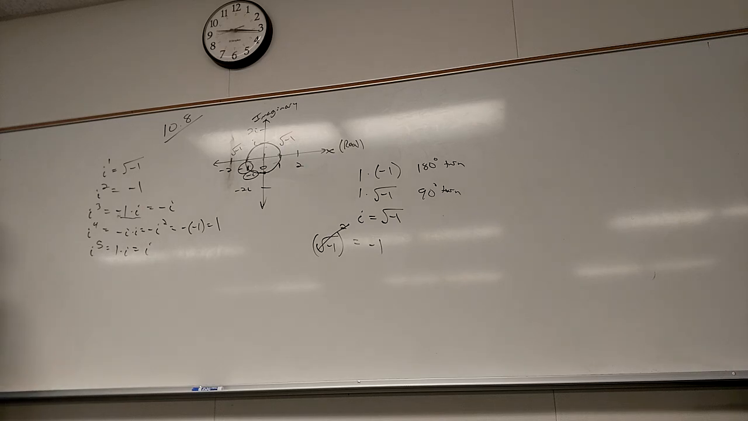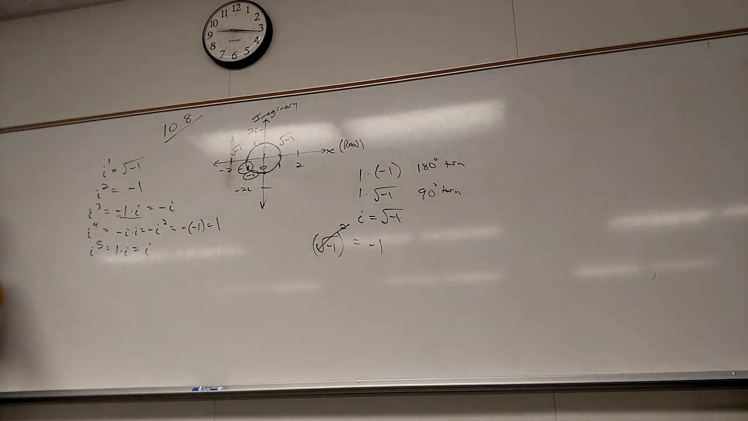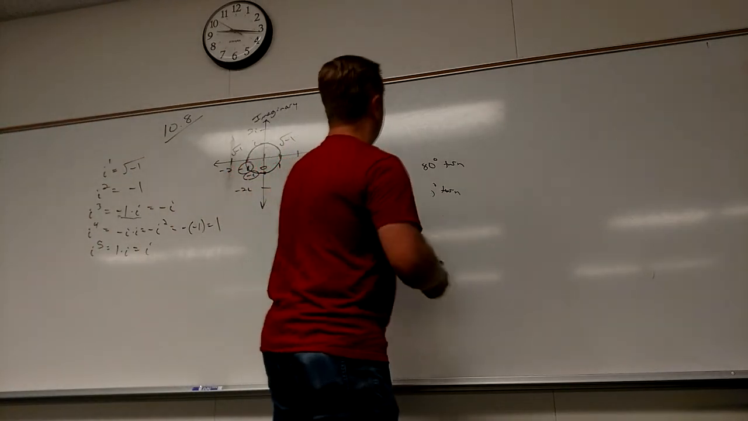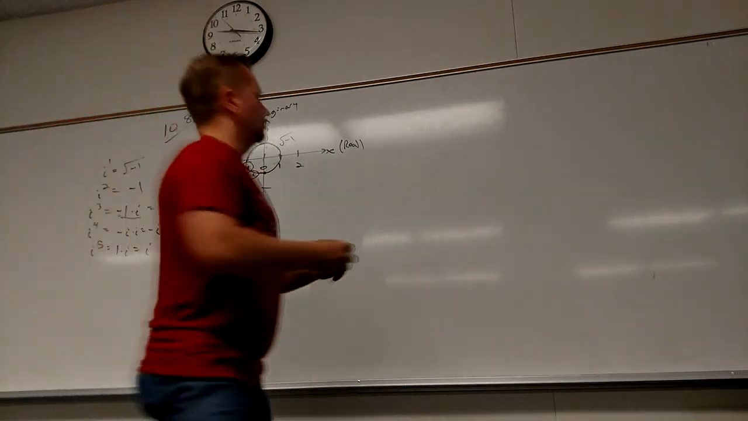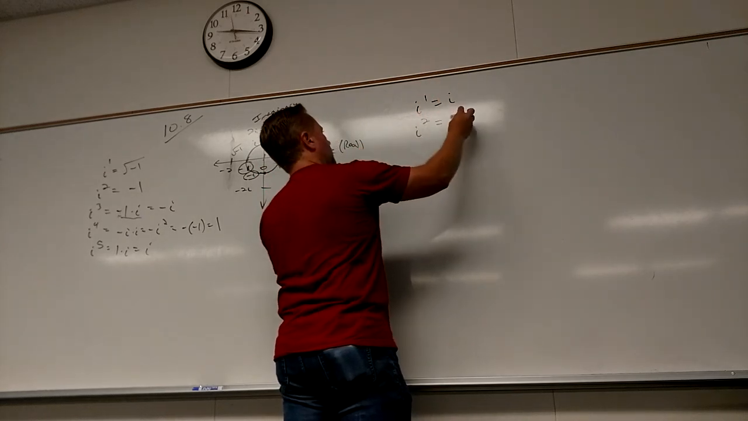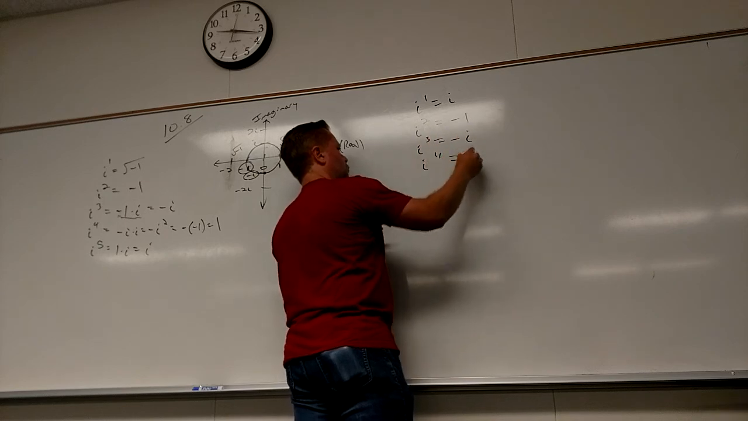So let me give you a little shortcut. If you don't like the picture, let me give you a little shortcut about how to figure out any power of i. You have to know these. You have to start with these. And yes, these you must know. i to the first is i, i squared is negative 1, i cubed is negative i, i to the fourth is 1.